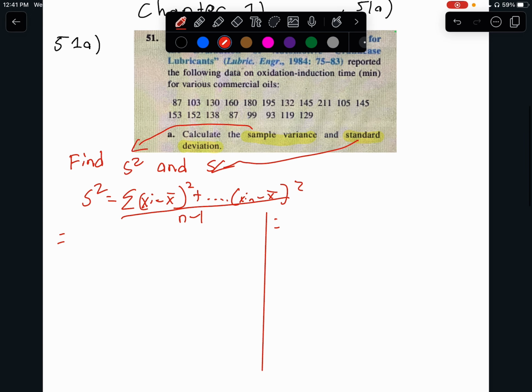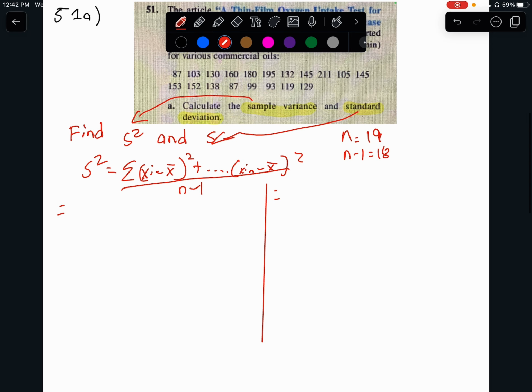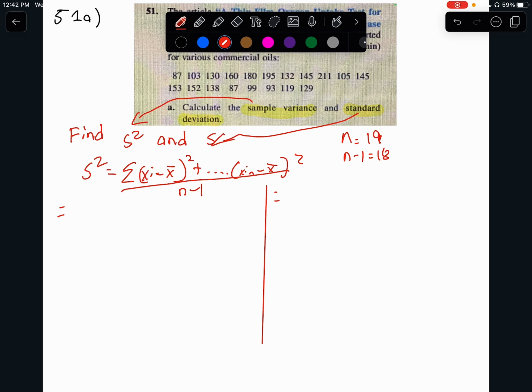So our n is, we have 1, 2, 3, 4, 5, 6, 7, 8, 9, 10, 11, 12, 15, 16, 17, 18, 19. So our n equals 19, and n minus 1 equals 18. All right, let's count again: 1, 2, 3, 4, 5, 6, 7, 8, 9, 10, 11, 12, 14, 15, 16, 17, 18. So we got the record. Now, but first we have to find, so step one.